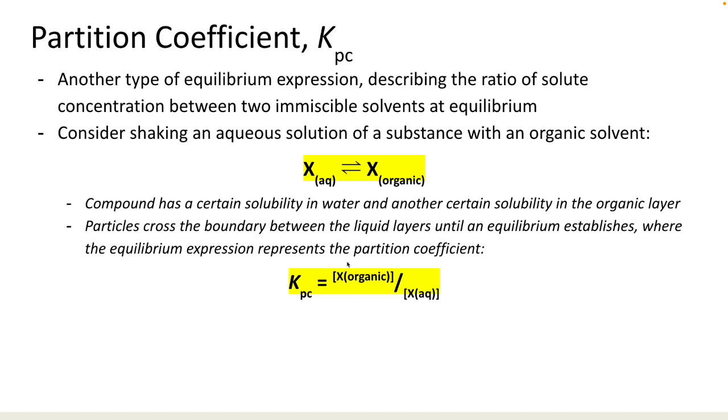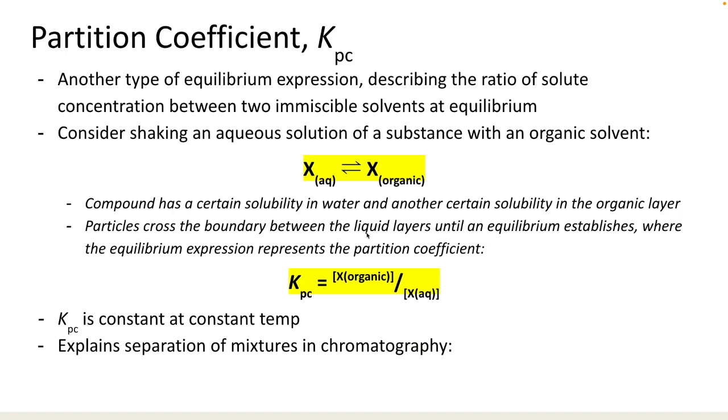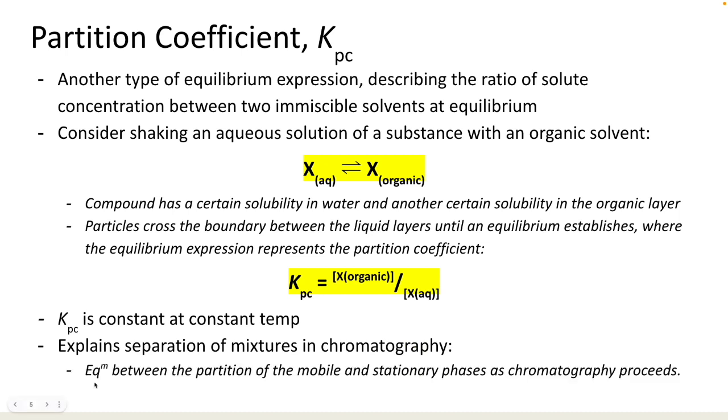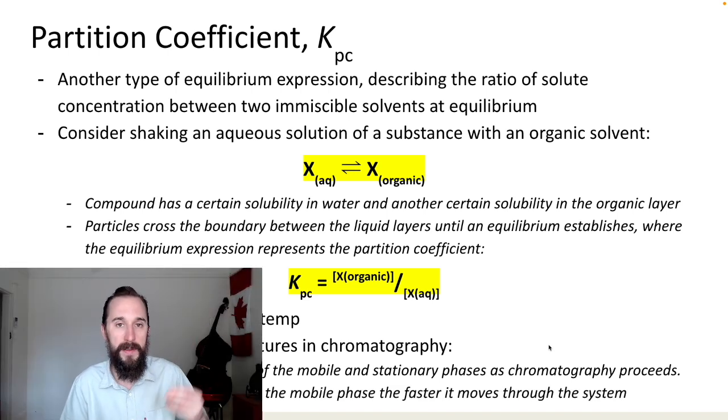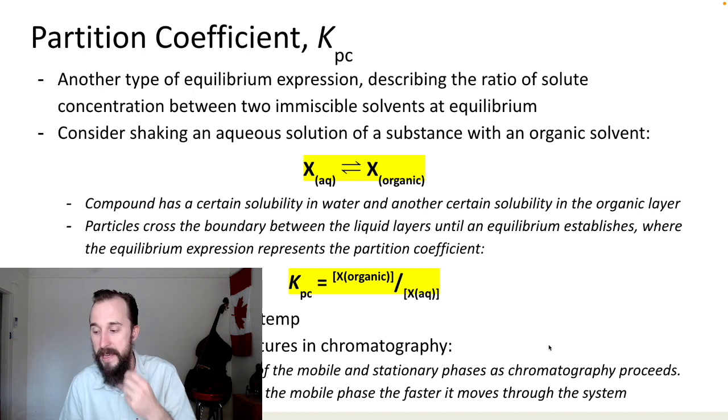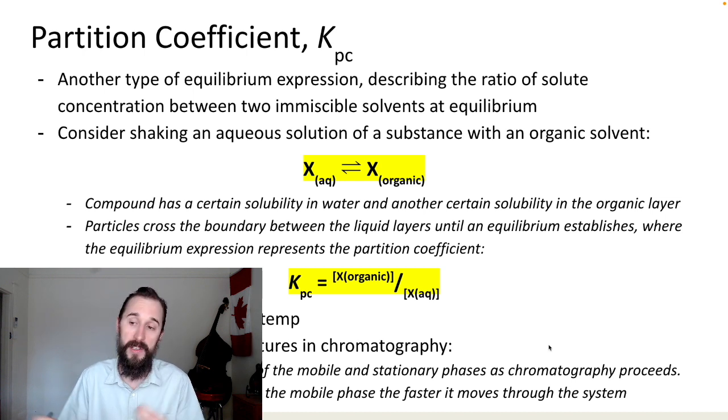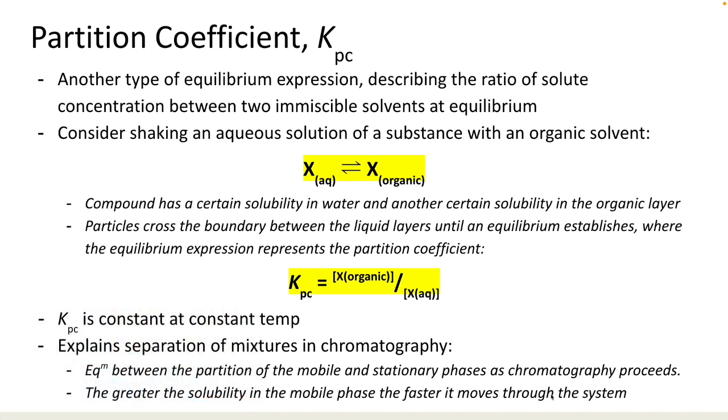So our equilibrium expression is constant at a constant temperature. This helps to explain why we can separate mixtures in chromatography. There's an equilibrium between the partition of the mobile and the stationary phase as the chromatography proceeds. There's a certain affinity the substance will have for the mobile phase and for the stationary phase. So this is all explained in terms of these partition coefficients. The greater the solubility in the mobile phase, the faster it moves through the system.